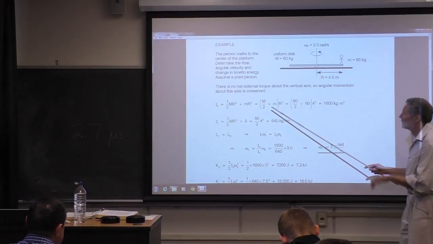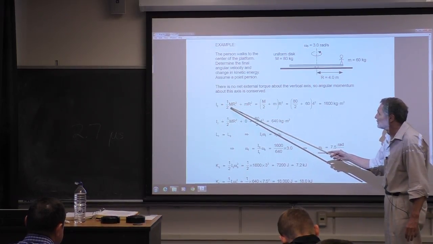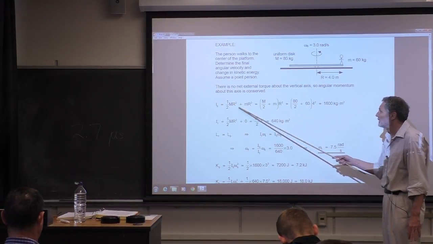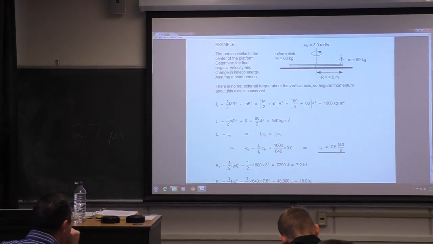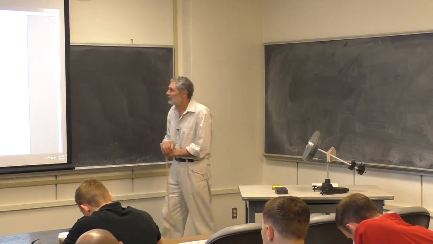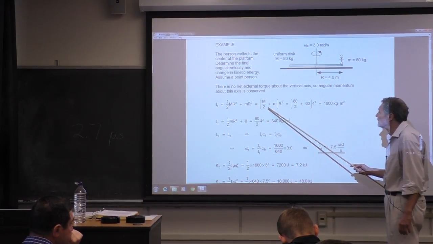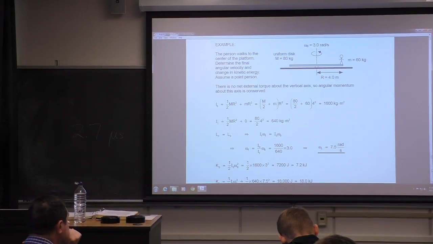Okay, so the initial angular momentum involves the initial moment of inertia, which is the moment of inertia of the disk plus the moment of inertia of the person. For a point person, it's going to be the mass of the person times the square of the radius of the disk, because the person's on the edge of the disk. We can simplify this a little bit, plug the numbers in, and we get 1,600 kilogram meters squared. That's the initial moment of inertia of this system.